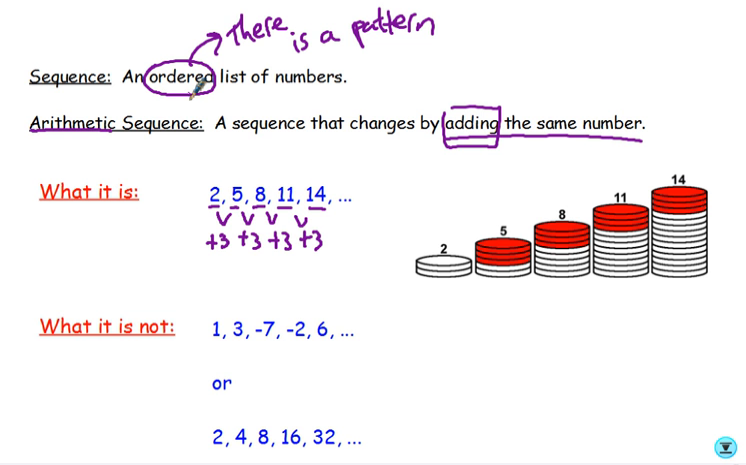So, what is it not? So for instance, 1, 3, -7. So these numbers are all random, right? So it's just a random list of numbers. So if it's random, it's not a sequence.